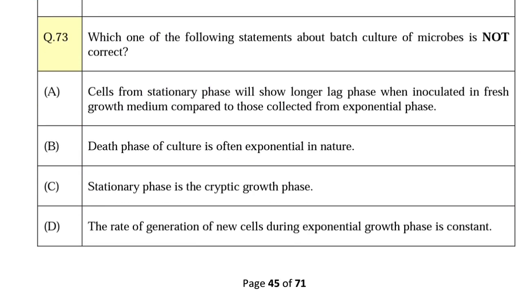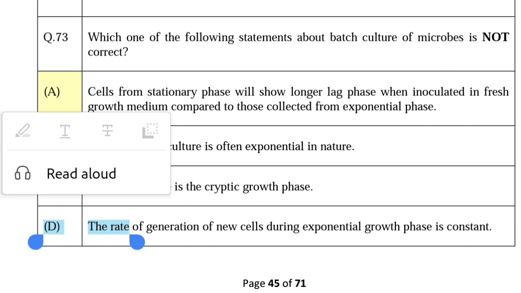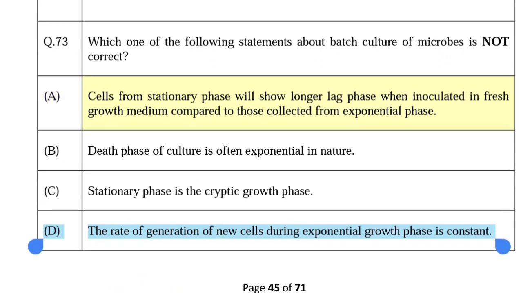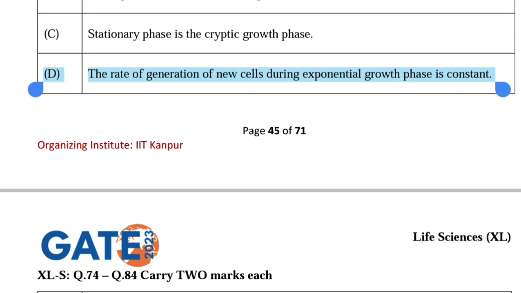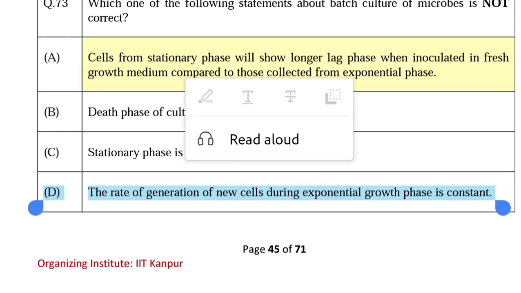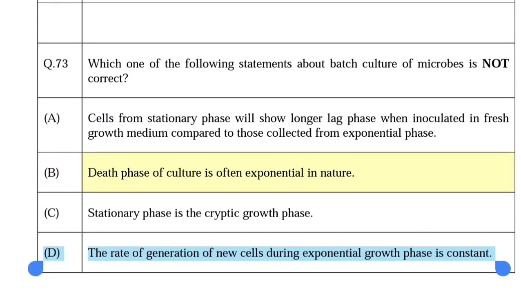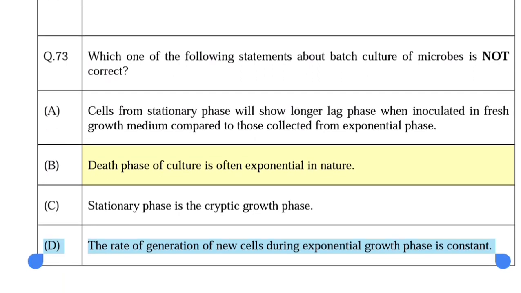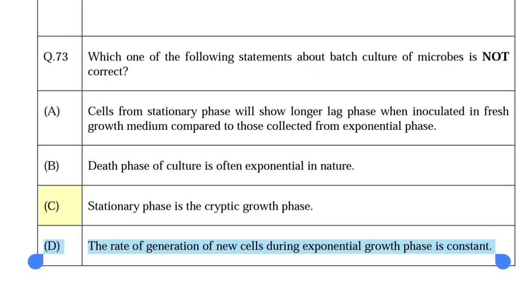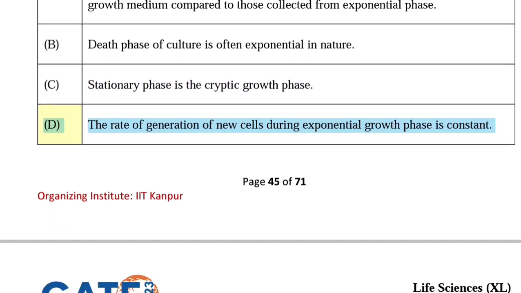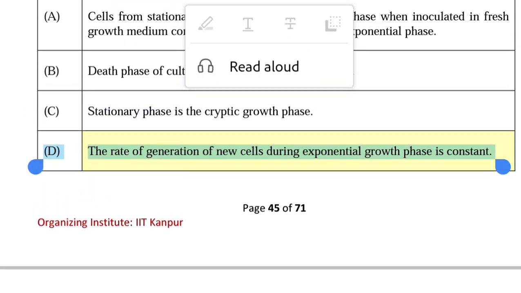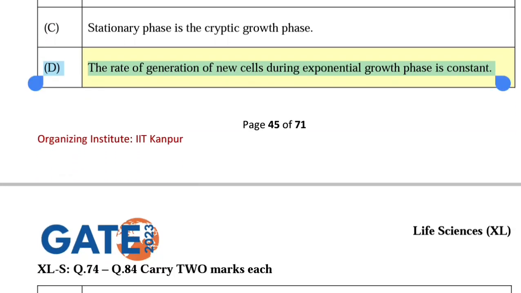Q.73. Which one of the following statements about batch culture of microbes is not correct? A. Cells from stationary phase will show longer lag phase when inoculated in fresh growth medium compared to those collected from exponential phase. B. Death phase of culture is often exponential in nature. C. Stationary phase is the cryptic growth phase. D. The rate of generation of new cells during exponential growth phase is constant.